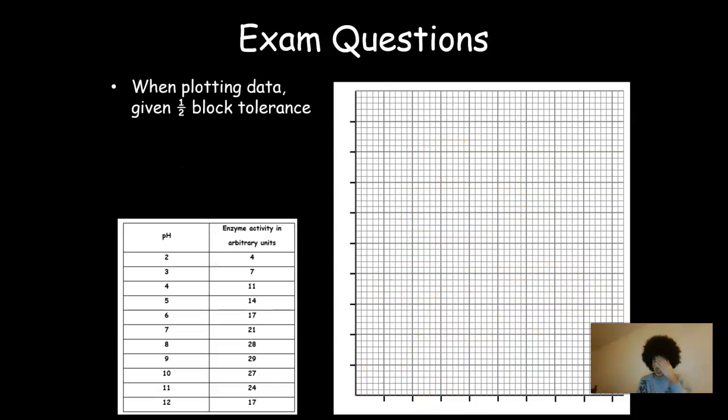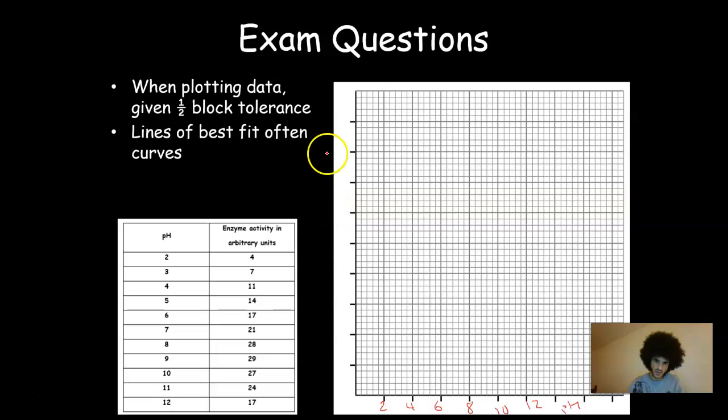Now, when you are plotting data, and you're often asked to do this, and it's worth loads of marks, just be aware that you're only going to be given half a block of tolerance, okay? And I'll explain what I mean by that. So again, we've got pH at the bottom here, so let's go for 2, 4, 6, 8, 10, and then 12, and this is obviously pH. And then we've just got enzyme activity here. I can't write this particularly gracefully, but I'm just going to write enzyme activity, and it's in arbitrary units.